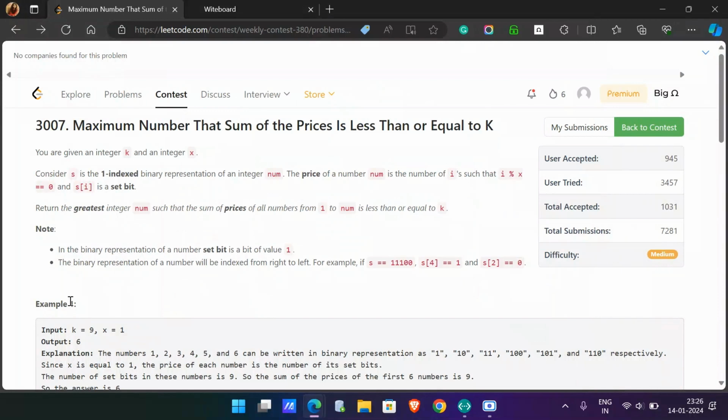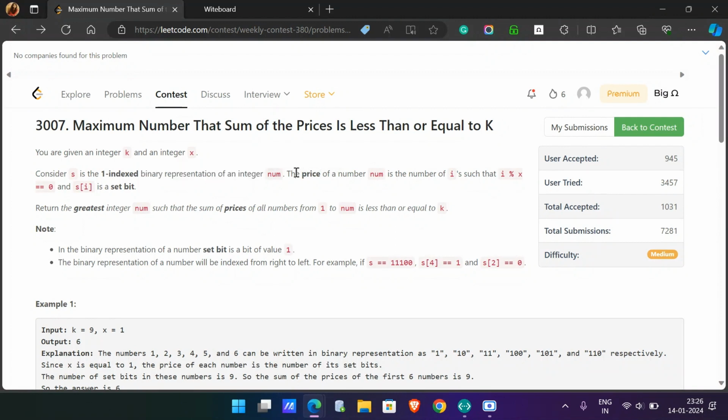Hello everyone. So today I'll be discussing the question that came into LeetCode weekly contest 380, and the question is maximum number that sum of the prices is less than or equals to k. You will be given two integers k and x, and we need to consider a string s with one based indexing with a binary representation of an integer num.